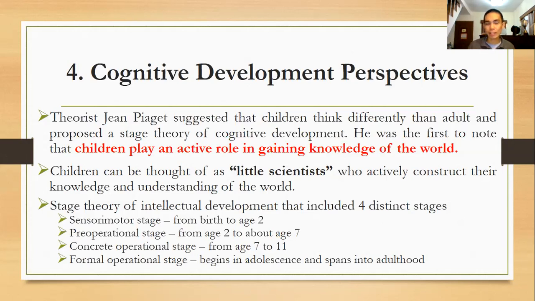So according to Jean Piaget, the formal operational stage begins in adolescence and spans into adulthood. In this stage, the child becomes able to reason not only about tangible objects and events, but also about the hypothetical and abstract. Okay, so the formal operational stage is the stage wherein a person is able to express their reasoning skills.